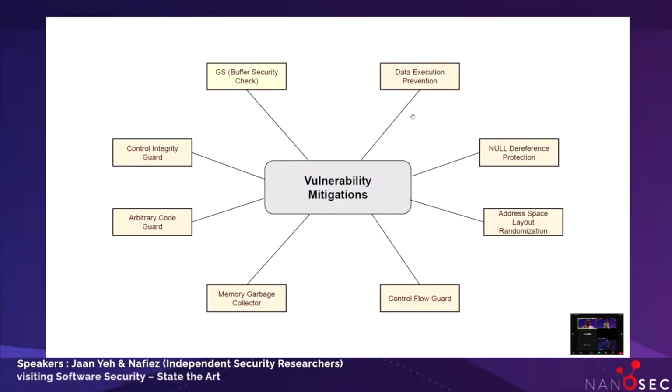So let's take a look into a vulnerability mitigation that has been done. This was taken from Microsoft's list of mitigations that they have done over the past. We can see buffer security check and data execution prevention have been there for many years. We started to see null dereference protection, where almost every null dereference is no longer exploitable. And ASLR is still there and is just being improved, like high entropy.